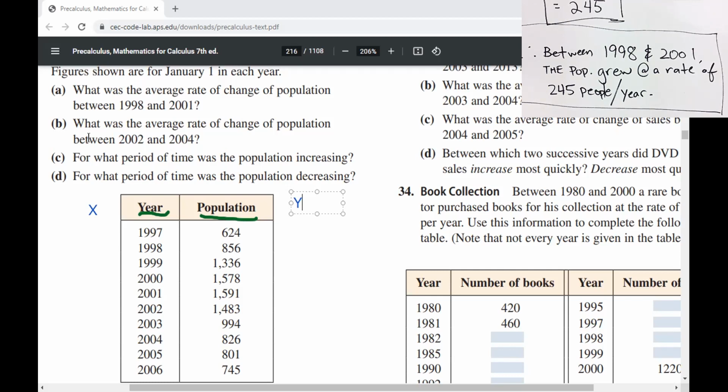Part B, then you guys can do yourself, right? 2002 to 2004. Same process. Just get the 2 points, get the slope, decipher what it means. How about for part C? For what period of time was the population increasing?